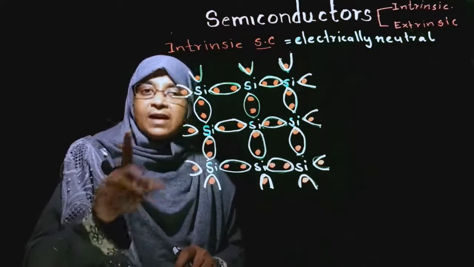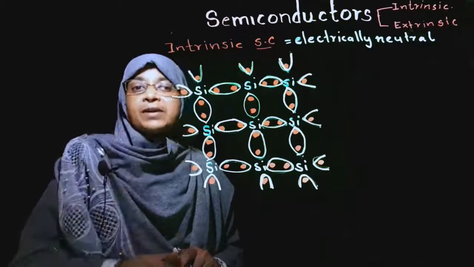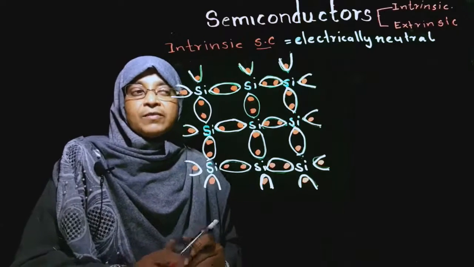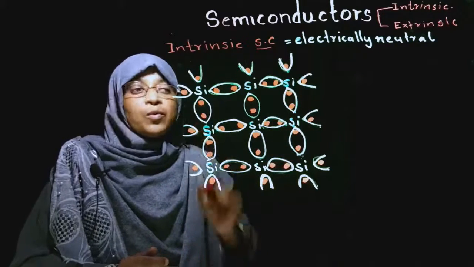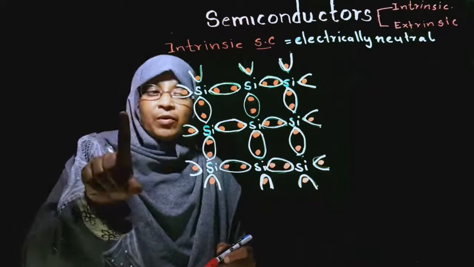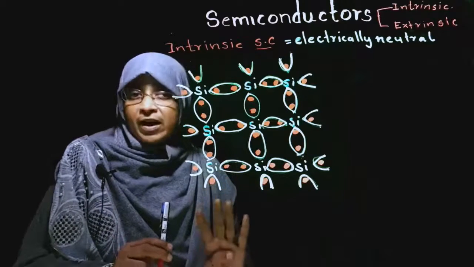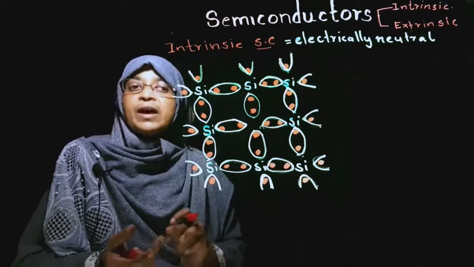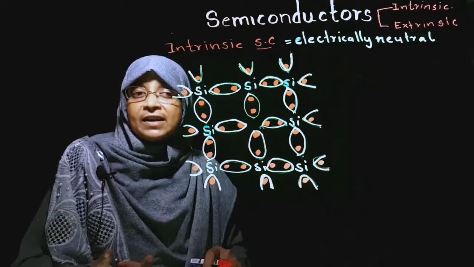Okay. Next, let's see what extrinsic semiconductors are. Extrinsic semiconductors are formed by doping the intrinsic semiconductors with group 5 elements. We know these intrinsic semiconductors are pure lattices. All atoms are the same. Now, this group 4 lattice is going to be mixed with group 5. We can use phosphorus, arsenic or antimony to mix with this silicon lattice to make an N-type.